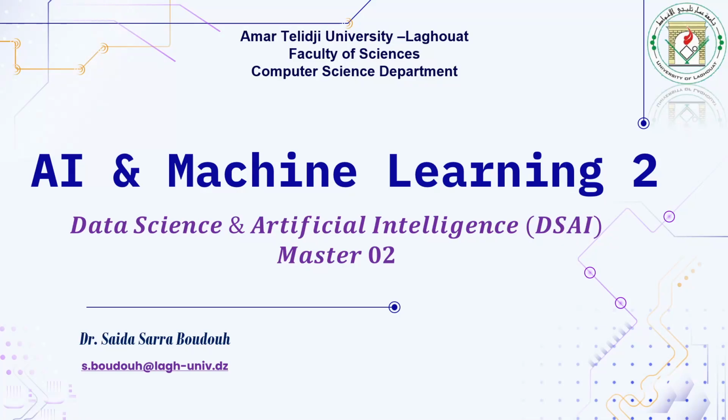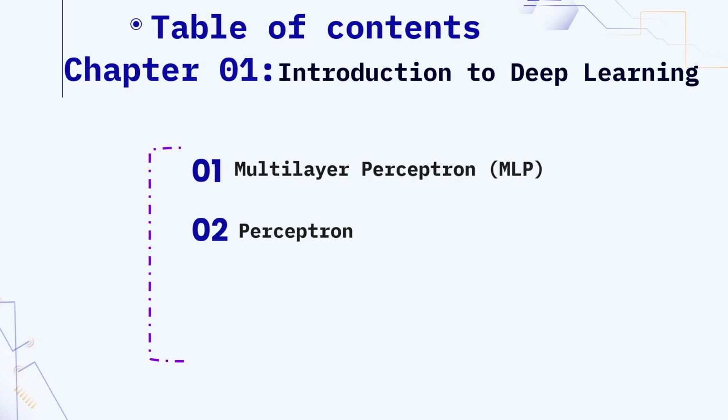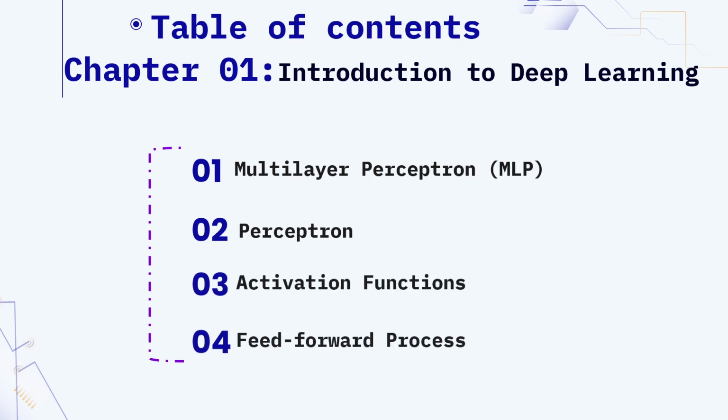Hello, and welcome to the summary of the first lecture of AI and Machine Learning 2. So, in this lecture, the first chapter of Introduction to Deep Learning, we will cover first the multi-layer perceptron, the activation functions, and the feed-forward process.